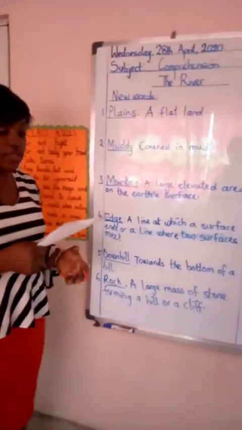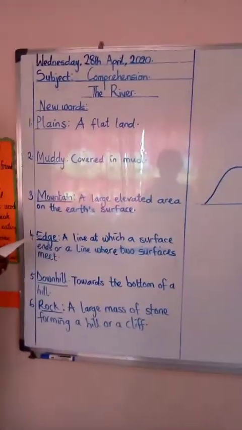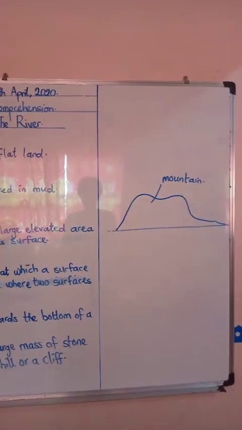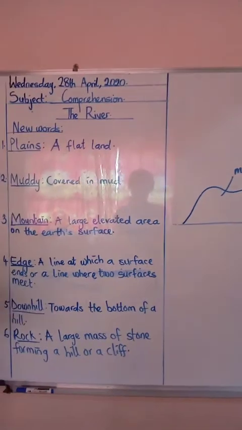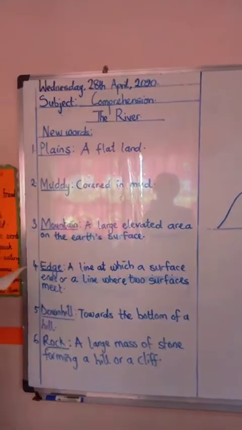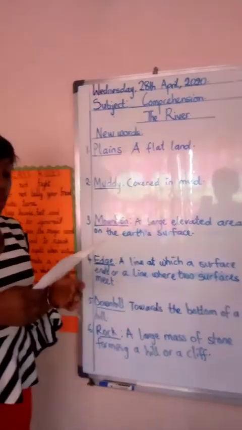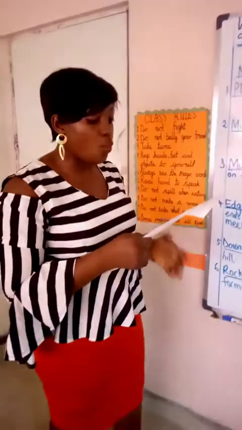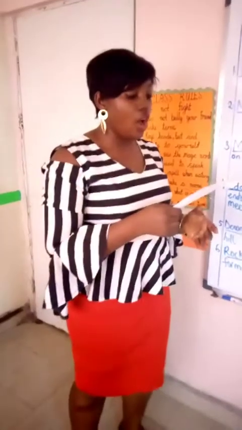Number 4 says, what does the water in the river carry along rocks? Then your last question says, what happens at the edge of the sea?